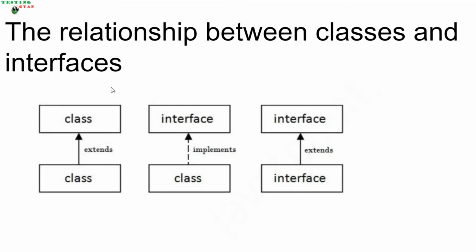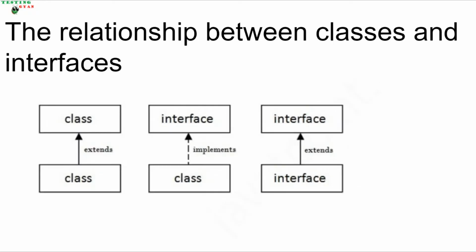Let's see what the relationship is between classes and interfaces. We know that if I want to inherit a parent class into a child class, I'll use extends as a keyword. In the case of an interface, if I want to inherit that interface, then I'll use implements as a keyword. So let's say my class name is Animal and my interface name is Sound. I'll write class Animal implements Sound. If I want to inherit an interface from an interface, then I'll use extends as a keyword. So I hope this is also clear.